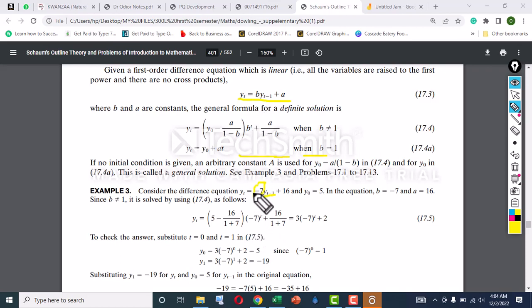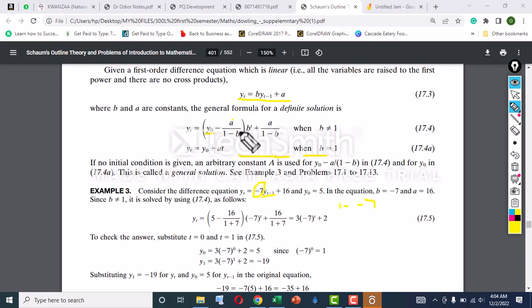So our b here is -7 and our a is 16, while our y0 is 5. From this formula, just change this y0 to 5, that's how we get this. Change a to 16. Change 1 minus b: b is -7, so we have 1 minus -7. So we now have minus times minus, which gives plus. That's how we get this plus.